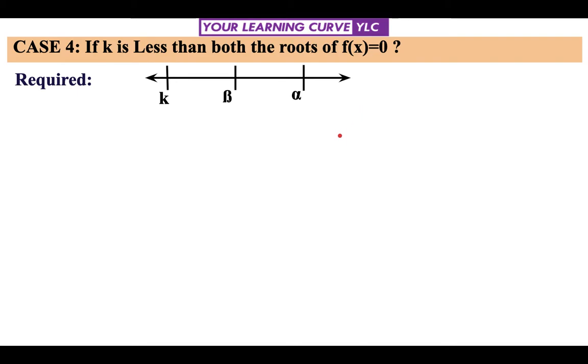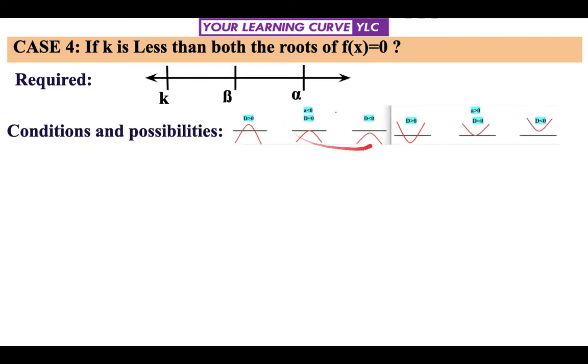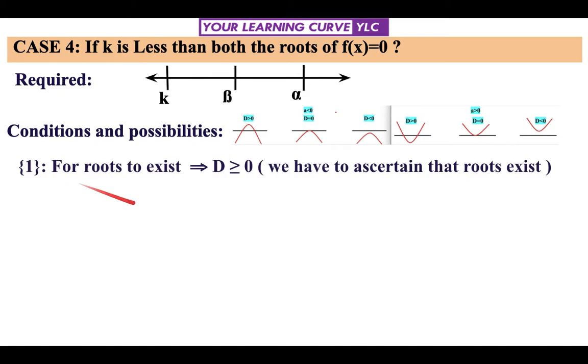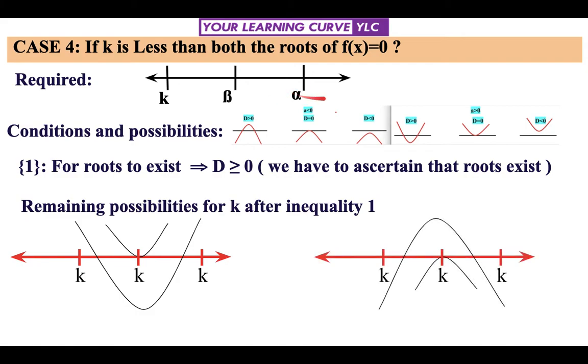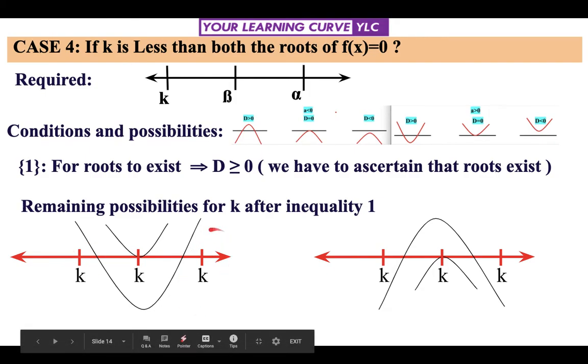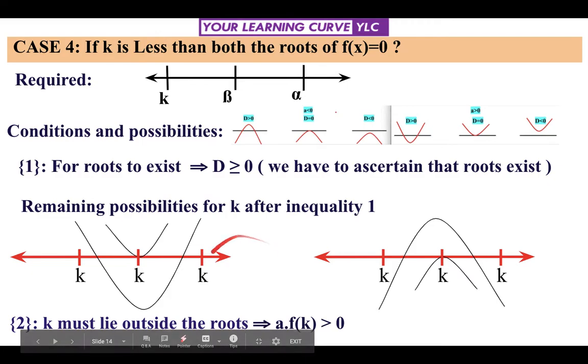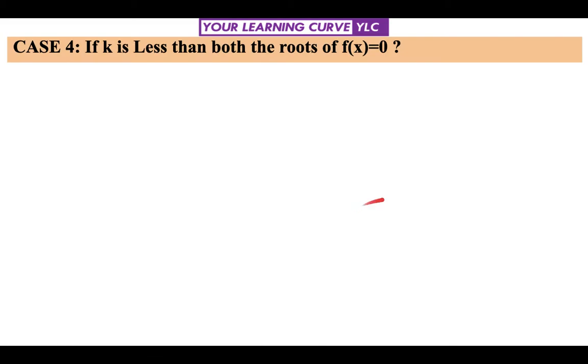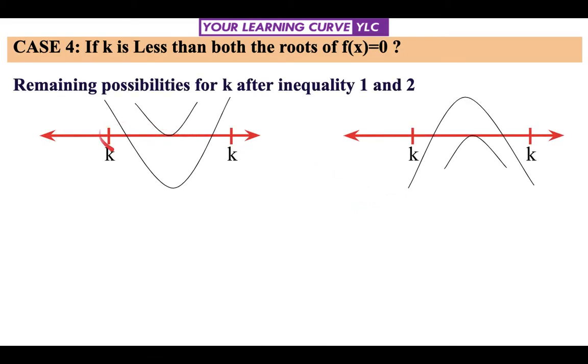The first two inequalities are the same, that is we have to eliminate these two graphs first, and to ensure that D is greater than or equal to 0, or the roots exist. Then we have to ensure that k lies outside the roots. In the previous case we accepted this k, here we will be accepting this k. So a into f(k) greater than 0 ensures that this k is not included. So k can be here or here. a f(k) positive means k lies outside the roots. So we are left with only this possibility.